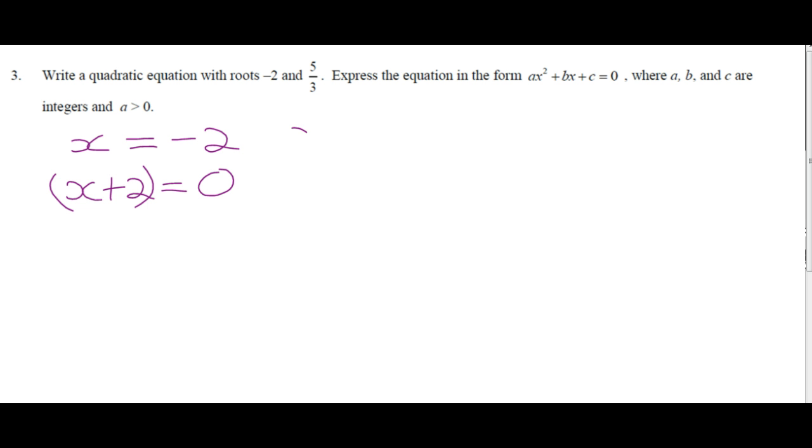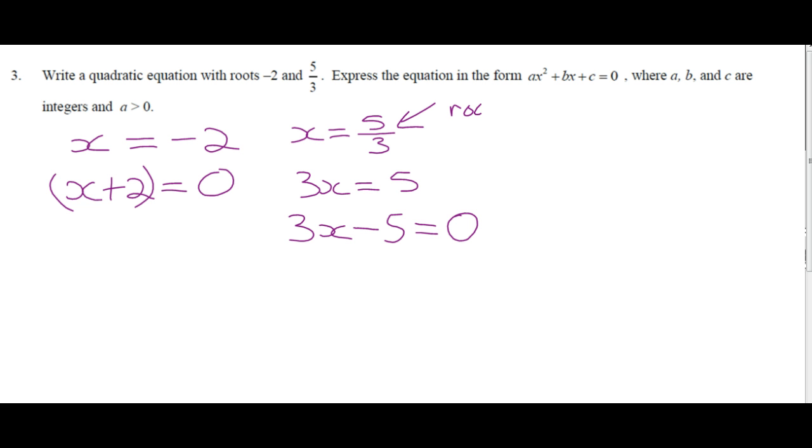Now, what else do we have? x equals 5/3. So I'm going to have to do 2 steps to get this to be 0. What's the first step? Multiply both sides by 3. 3x equals 5. So then what? 3x minus 5 equals 0. This is the root. What's this? That's the factor.